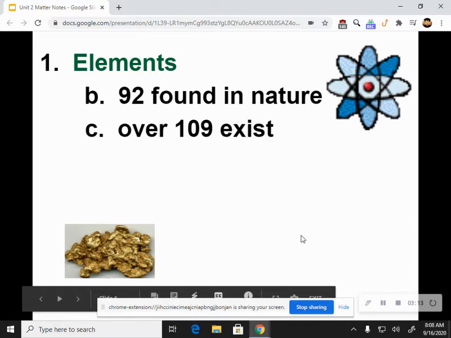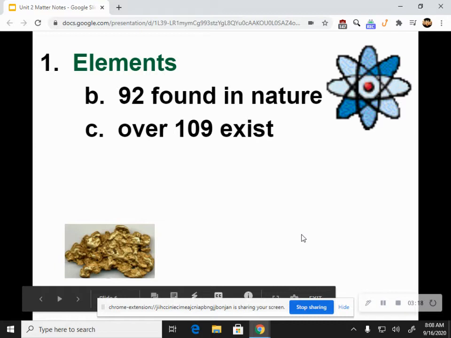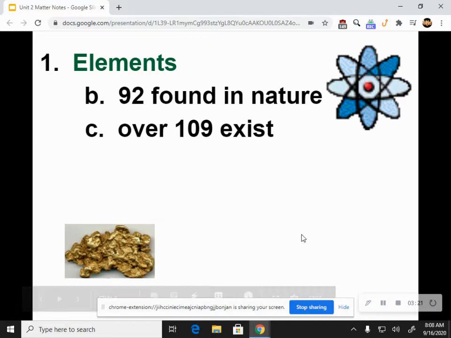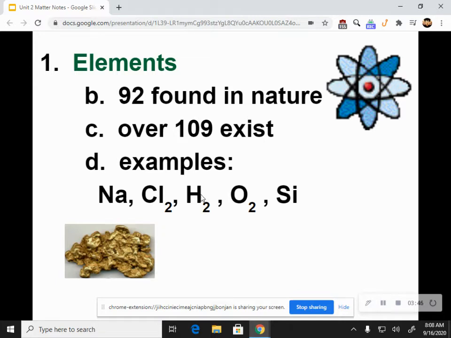So elements, 92 are found in nature and over 109 exist. If you see our current periodic table, we have 118 technically on there. But they are changing every day and they're not necessarily 100% proven yet that these are heavy elements. So examples are sodium, chlorine, hydrogen, oxygen, and silicon.